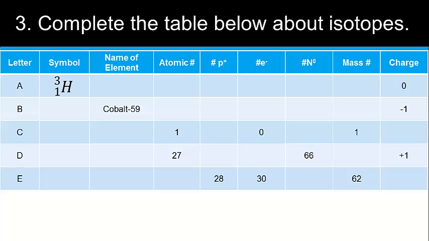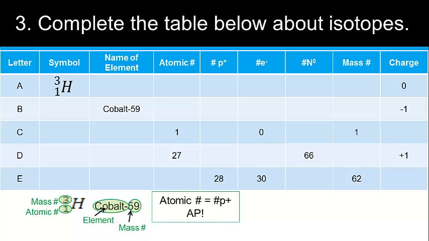Next question is about isotopes. So for the first letter, letter A, we have a hydrogen. Now the top number is the mass number. The bottom number is the atomic number. The way we write the name of the element, you put the element name, a dash, and then the mass number. So for cobalt-59, that 59 is the mass number. Remember, the atomic number is the same thing as the number of protons, and you can remember this with AP: atomic number, number of protons.